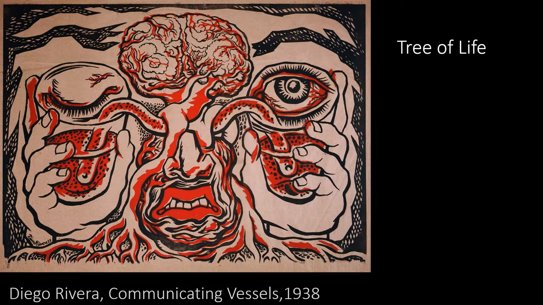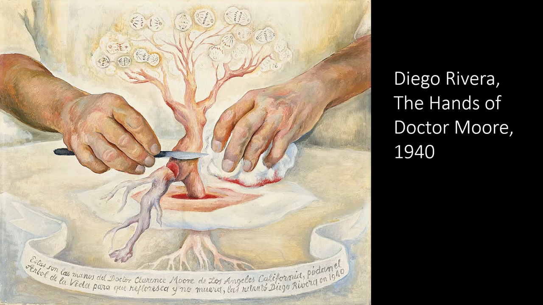In prior videos, we discussed the similarities between Rivera's 1938 Surrealism print called Communicating Vessels and the mural. The print was based on André Breton's Surrealism essay. Breton was a co-founder of the Surrealism movement. In 1940, just before he did the mural, Rivera painted The Hands of Dr. Moore, a Surrealism painting. It's a painting that includes the Tree of Life.